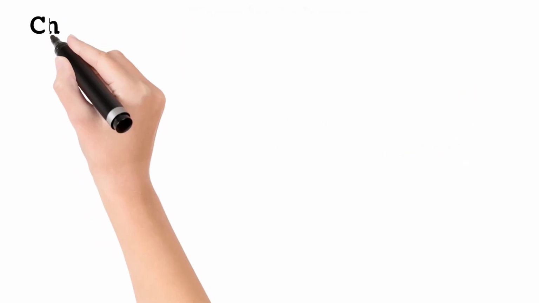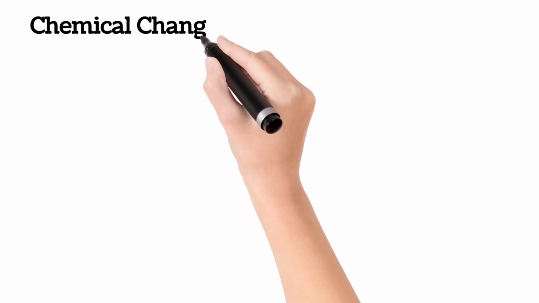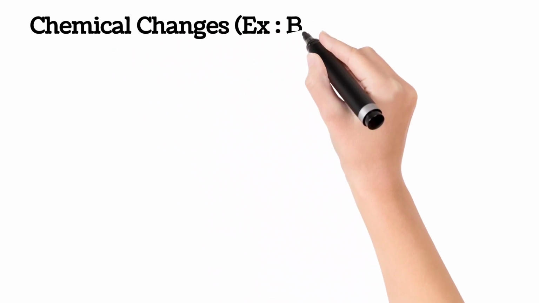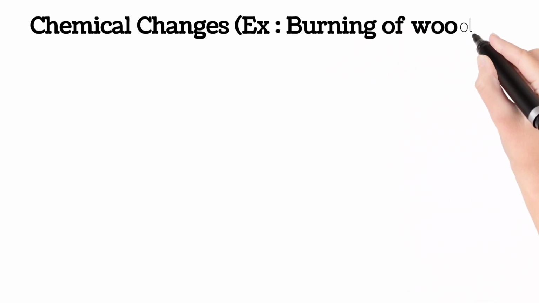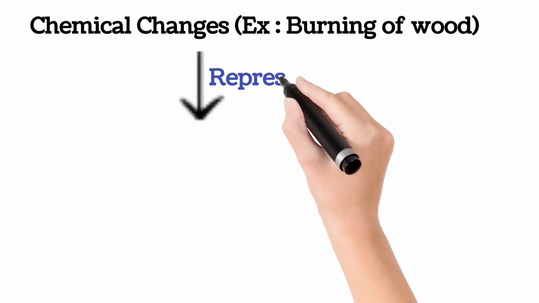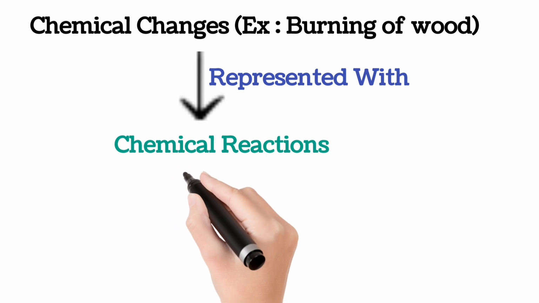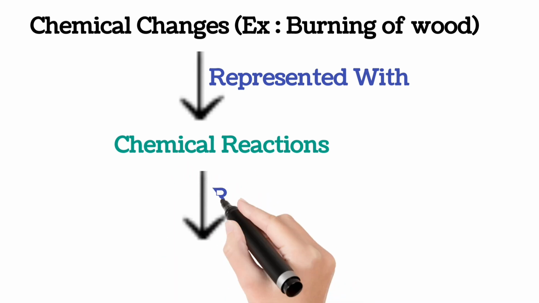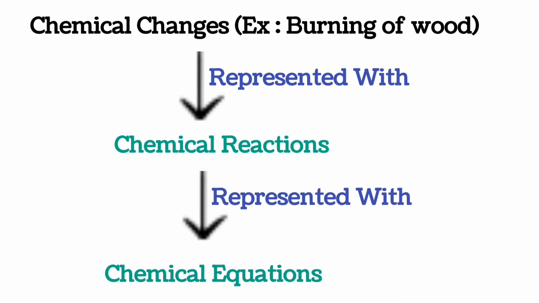Okay, our lesson chemical reactions and equations completely belongs to chemical changes. So let me focus on only chemical change. Okay, first let me explain the meaning of the lesson heading. First let me take one example for chemical change, that is burning of wood. The chemical changes we can represent with the help of chemical reactions. And the chemical reactions can be represented with the help of chemical equations.